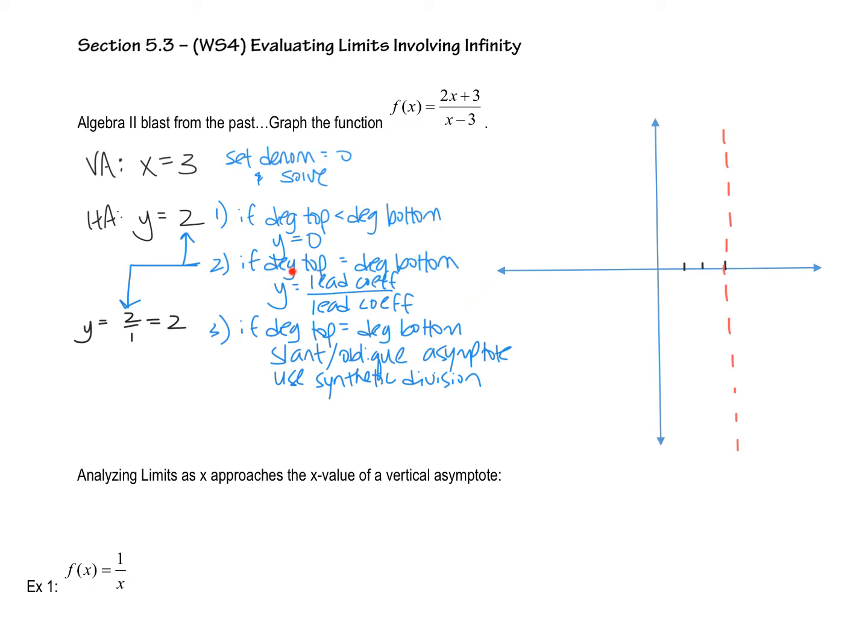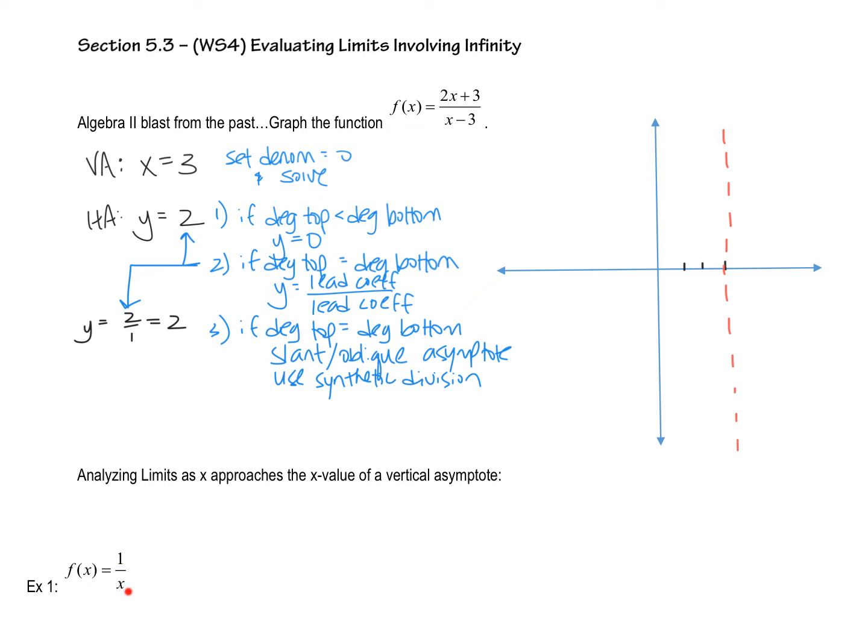So the degree of the top is equal to the degree of the bottom. That means that y is the lead coefficient of the numerator divided by the lead coefficient of the denominator. This equation falls into this number 2 category. Looking down here, this one falls into the number 1 category. The degree of the top here is 0 because there is no x term, so technically you can think of that as there being an x to the 0 in the numerator.